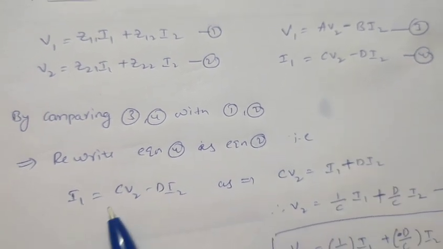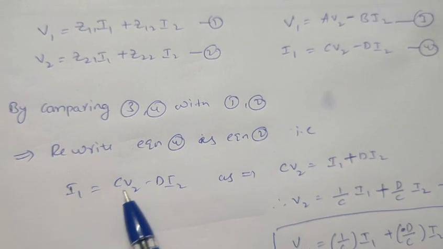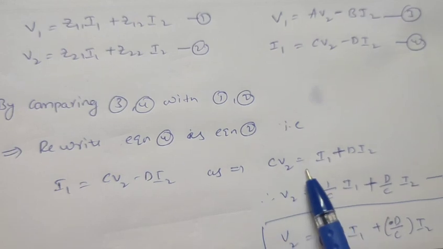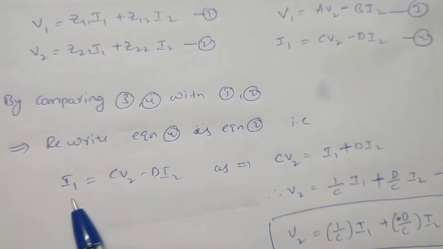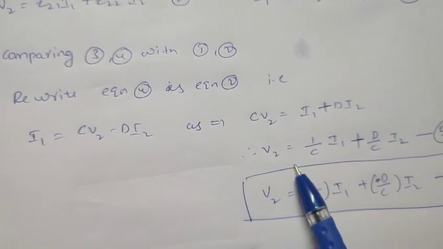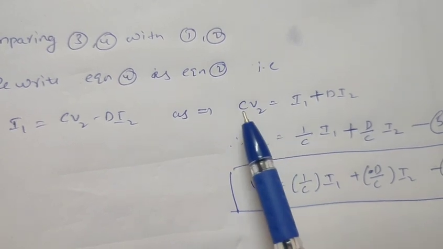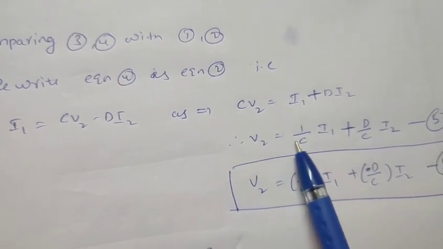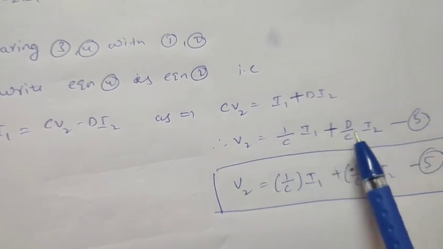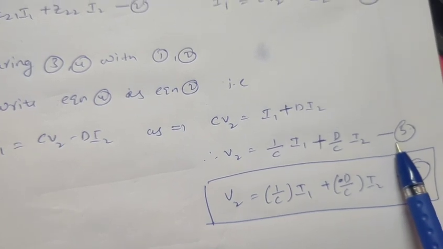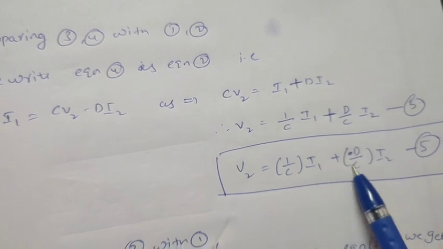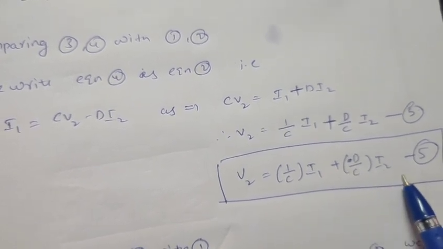What is the fourth equation? I1 is equal to C V2 minus D I2, so C V2 is equal to I1 plus D I2. Here I am rewriting the equation in terms of V2. The C term goes to the denominator on this side, so V2 is equal to 1 by C I1 plus D by C I2. Make this equation number 5.